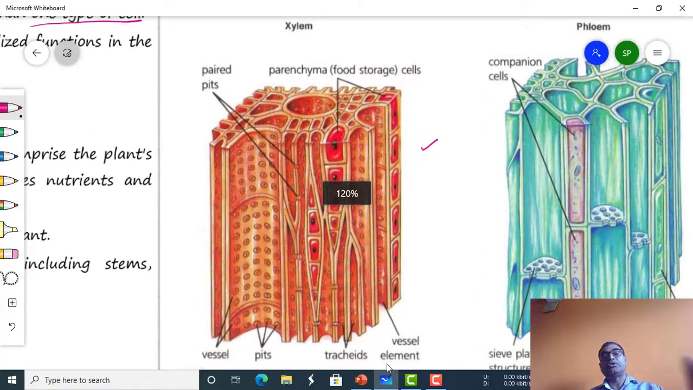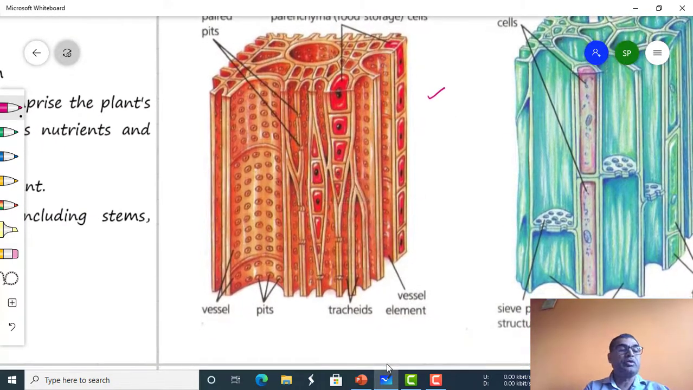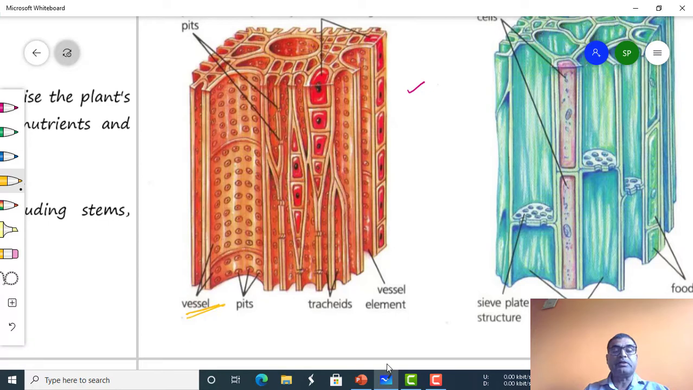Xylem consists of tracheids, vessels, xylem parenchyma and xylem fibers. If you see this figure, you will come to know what types of tissues are present in the xylem. This one is a vessel, then these are the tracheids. The pits present in the vessels as well as tracheids may be simple pits or bordered pits. Then these are also the vessel elements, and these are the tracheidal elements.